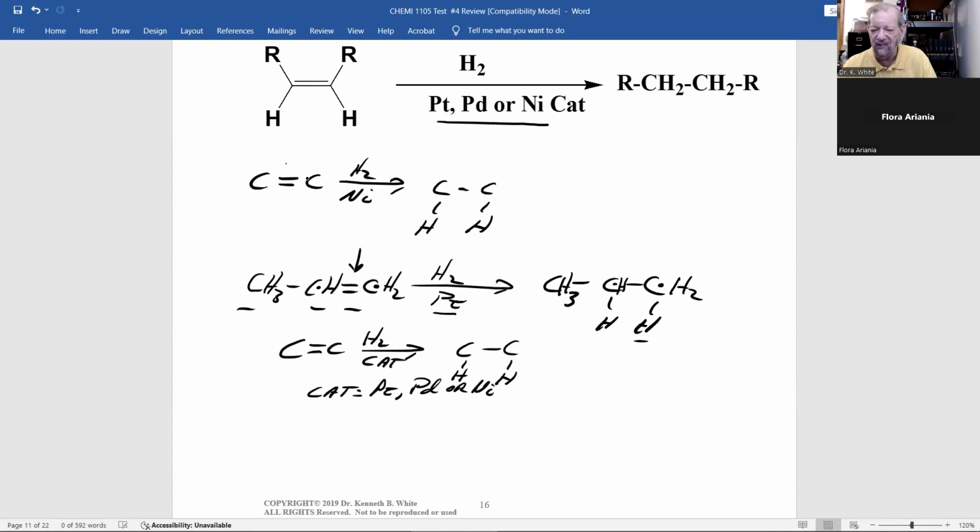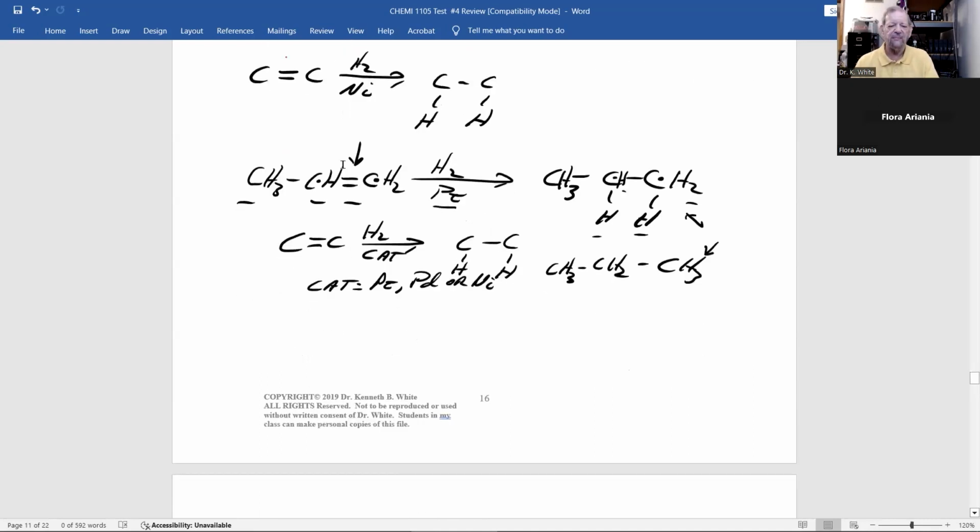Now you could add this and write it this way. This comes up with here like that. This is still, and either way would be correct on a test, which means you should know how to do this.